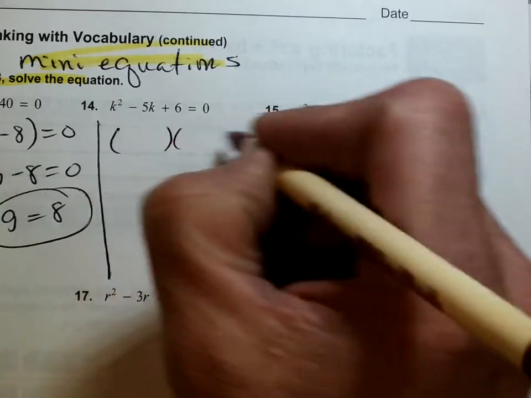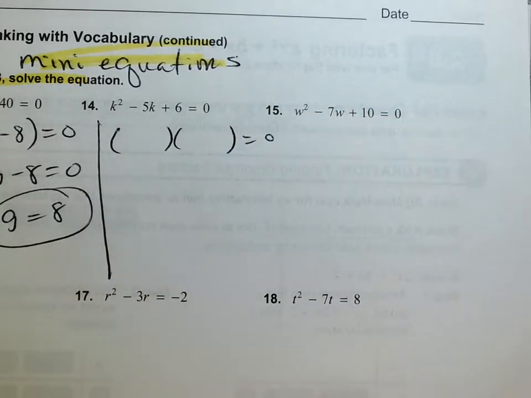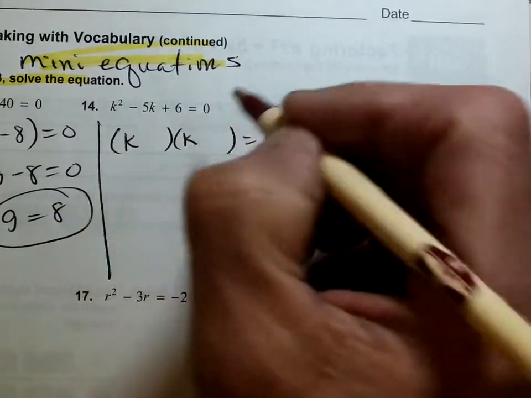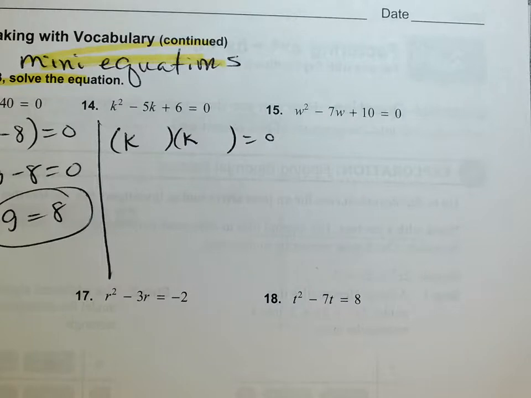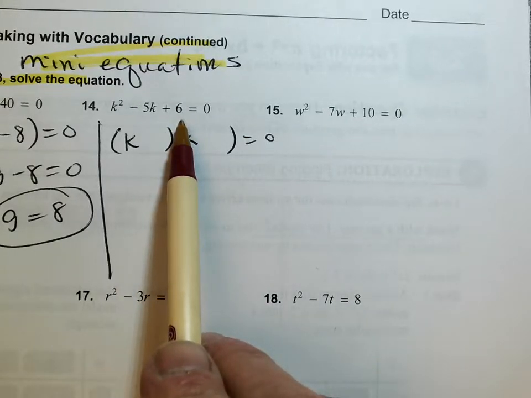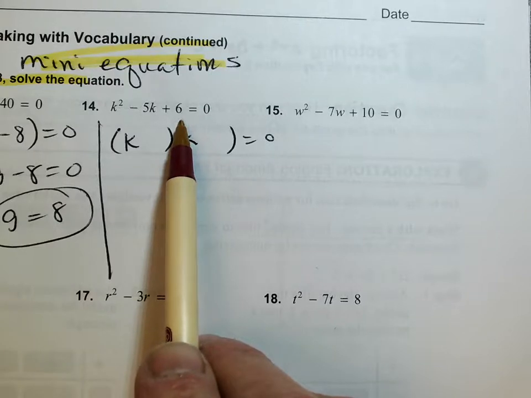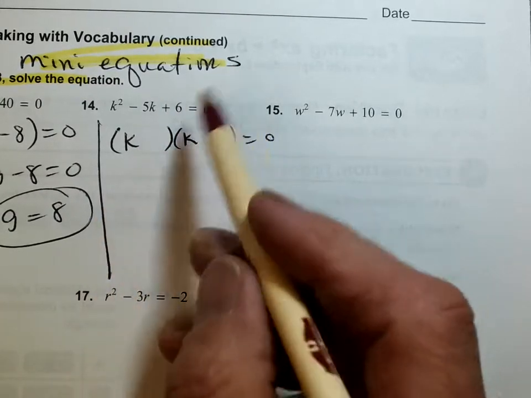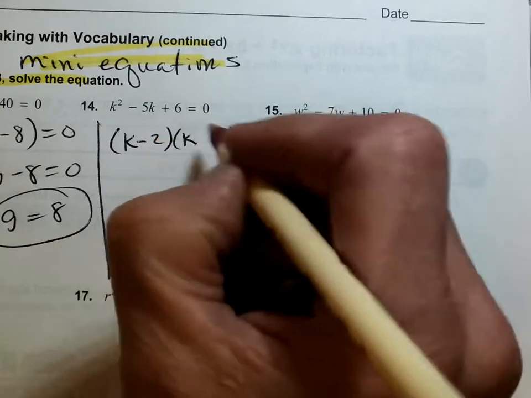Factor. So go parentheses, parentheses, right? We know we're going to need a k and a k, all right? What times what makes 6? 1 times 6. Yes, but give me a better combination. 3 times 2. How about a negative times a negative? Negative 2, negative 3.